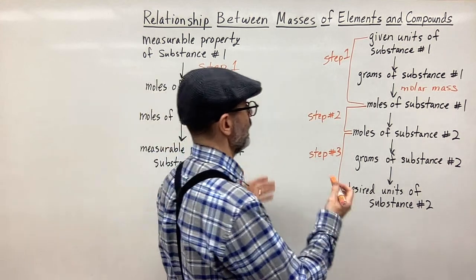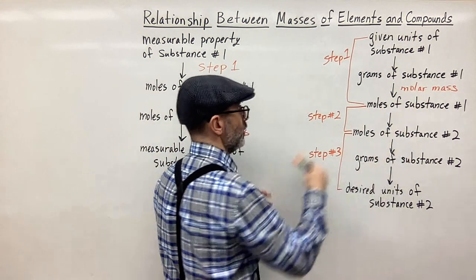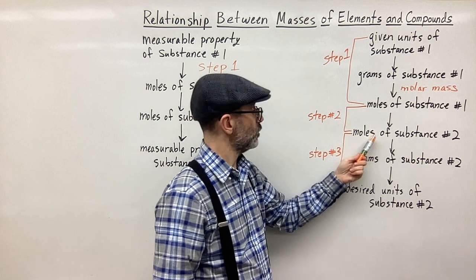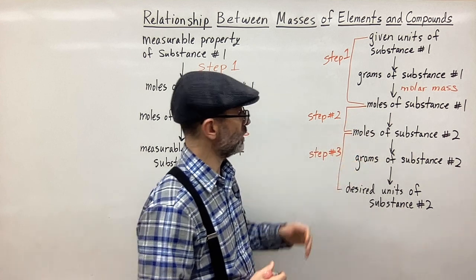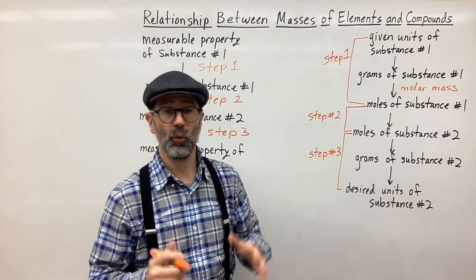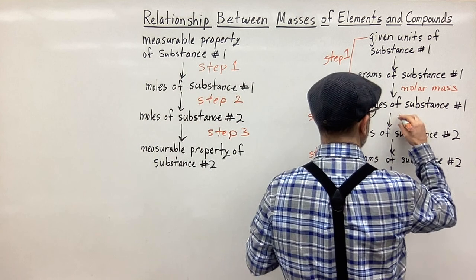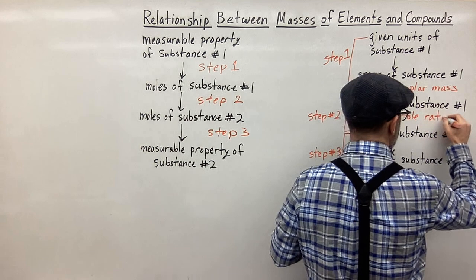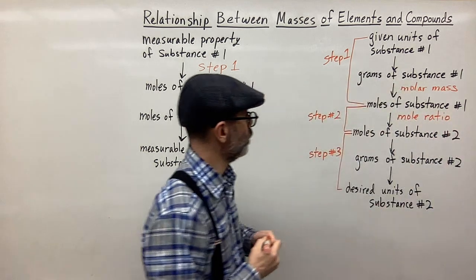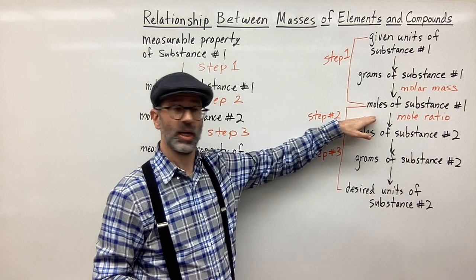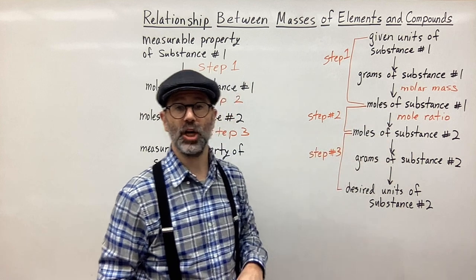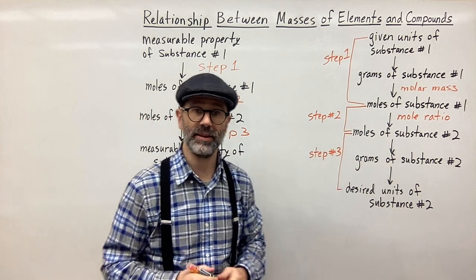Okay, so once you've got moles, then in step 2, you're going to convert moles of the first substance to moles of the second substance. And there you're going to need a mole ratio. So here, you're going to use a mole ratio to convert from moles of one substance to moles of the other substance. And where are you going to get that mole ratio? Well, there's a couple of places you can get that.